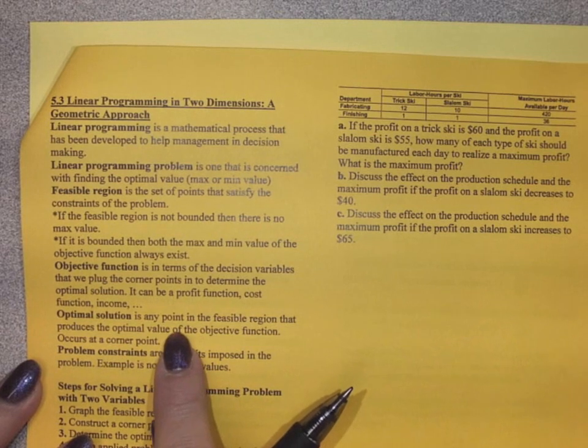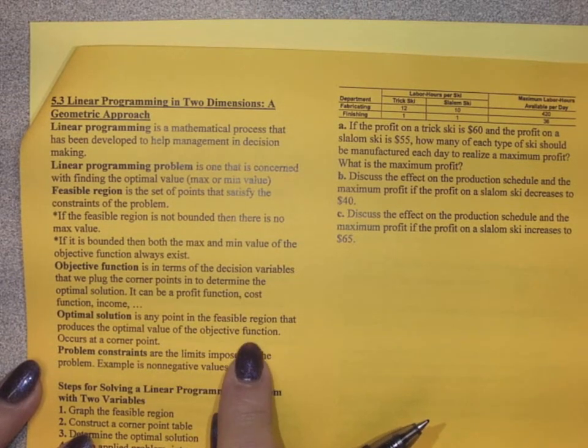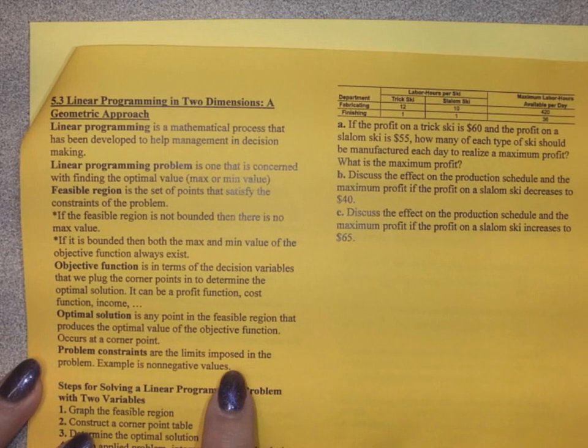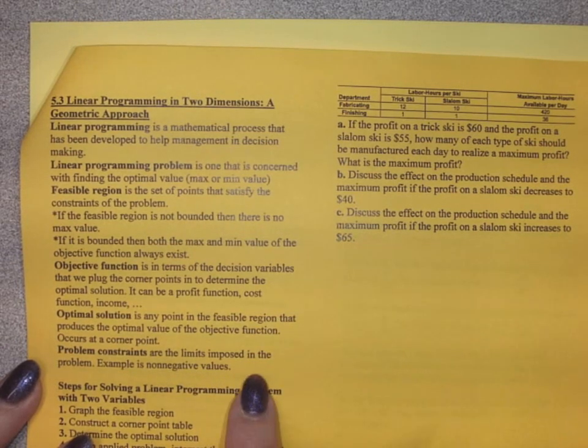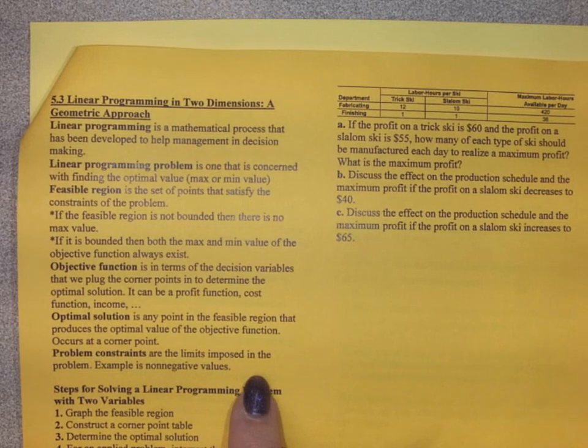Optimal solution is any point in the feasible region that produces the optimal value of the objective function, and it occurs at the corner point. Problem constraints are the limits imposed in the problem. An example is non-negative values. So that's where we have x greater than or equal to 0 and y greater than or equal to 0. So non-negative.